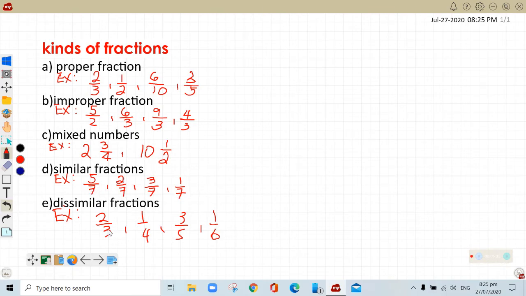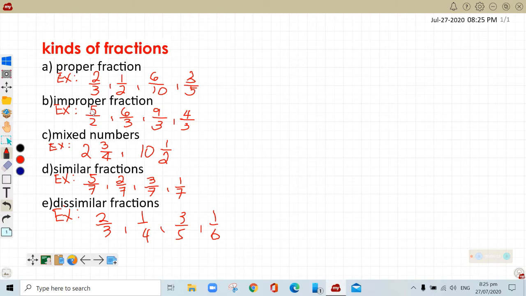You just need to look at the denominator. So titingnan nyo lang yung nasa baba niya, yung nasa denominator ng fraction. Okay? So kung lahat ng fractions na yon ay pare-pareho ng denominator, then similar fraction siya. Pag ang fractions naman na yon ay magkakaiba ng denominator, then yun ay dissimilar fractions. Okay? At pag ang fraction naman na yon, meron siyang whole number at meron din siyang fraction, then that fraction is called a mixed number. Okay?